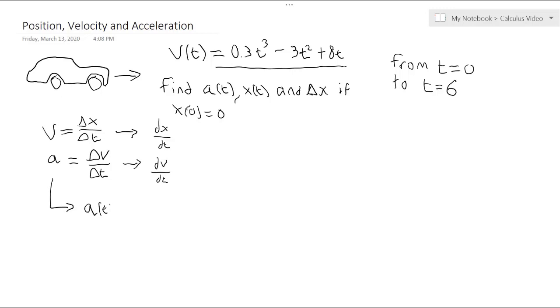So acceleration over time is equal to d over dt of our velocity, 0.3 t cubed minus 3t squared plus 8t. So if I take the derivative of that, I get 3 times 0.3, which is 0.9 t squared, remembering our power rule, minus 6t plus 8 as our acceleration function.